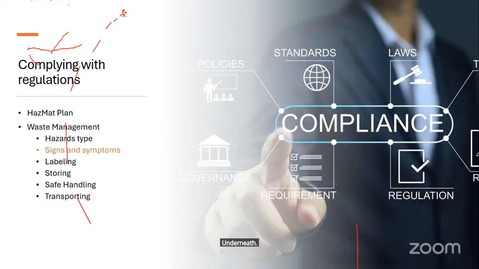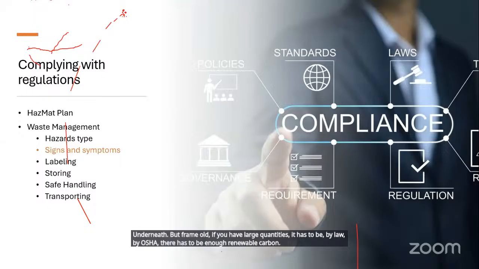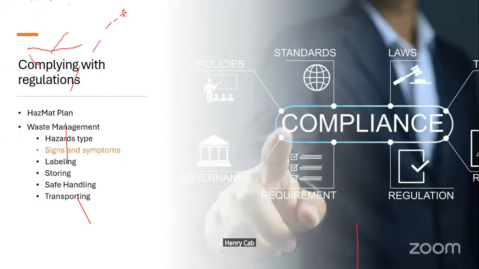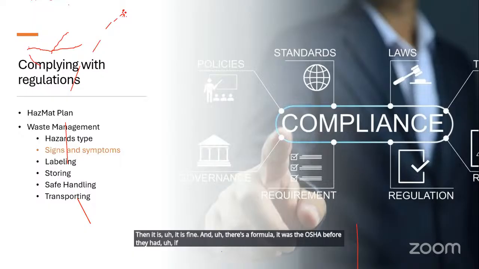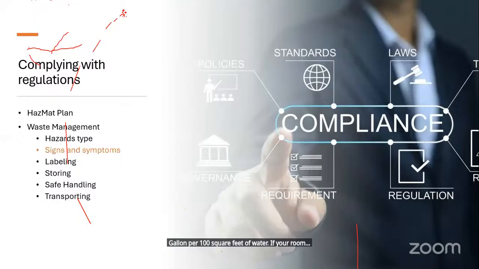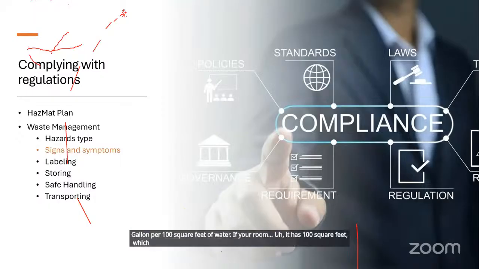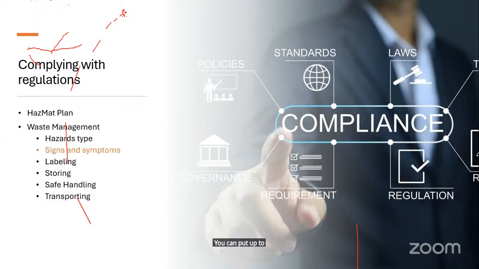But for flammables, if you have large quantities, it has to be in a flammable cabinet by law, by OSHA. Civil Defense mandates it be in a flammable cabinet, and the same goes for the Joint Commission. But if you have small quantities, then it is fine. And there's a formula. It was from OSHA before: you can have up to 1 gallon per 100 square feet of room. So if your room area is 100 square feet, which is 11 square meters, you can put up to 1 gallon, or 3.75 liters, of total flammable materials or substances on the shelf. You don't need to put them in a flammable cabinet.